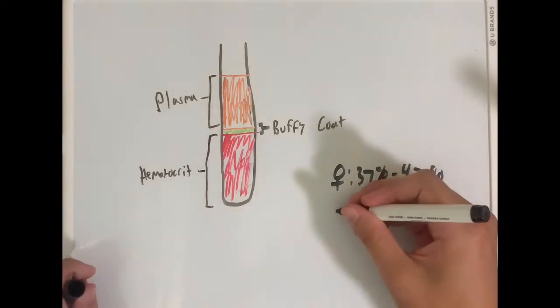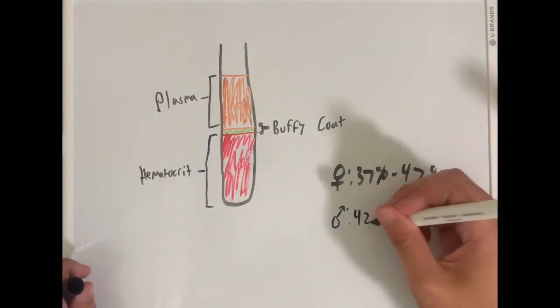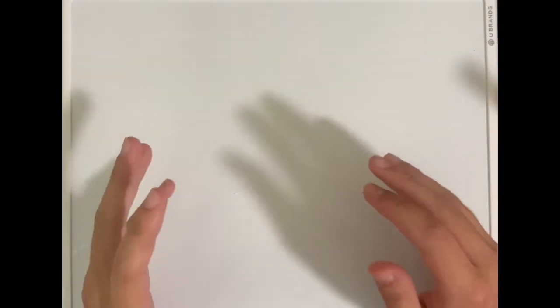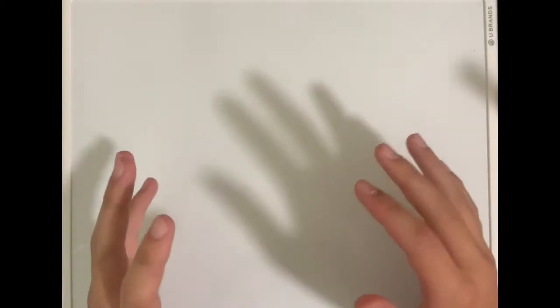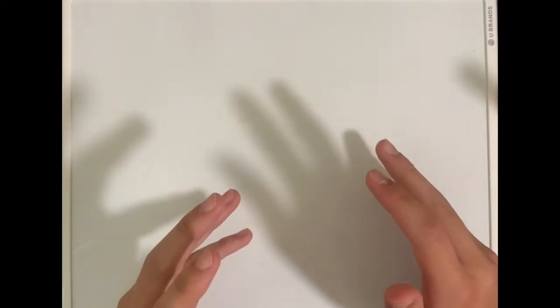In males, it's similar, but a little different. Healthy levels are usually between 42 and 52%. So now that you have an understanding of what's in the blood and how it's measured, I'll go into a little bit more detail on what each of the things in the blood are.